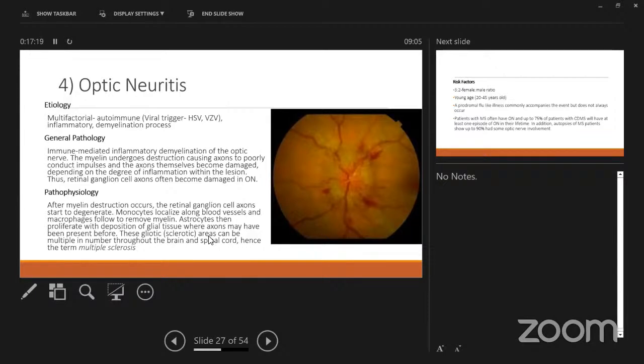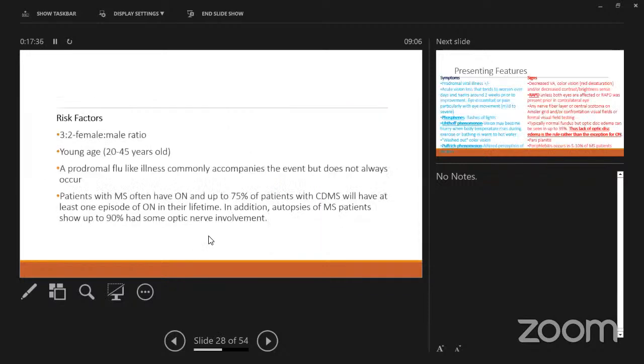And this glial tissue is the one which we see on the MRI scan. That is, gliotic sclerotic areas become multiple throughout the brain and spinal cord, and hence it is termed multiple sclerosis. So it is just proliferation of the astrocytes, which takes the position of the retinal ganglion cells which have degenerated. Regarding risk factors, the male to female ratio is 2:3, so it is more common in females.